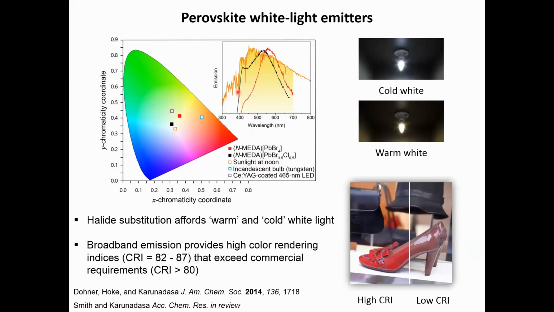And I told you this emission is really broad. So in yellow, I'm showing you the solar spectrum at noon. And in red, I'm showing you one white light emitting perovskite. And in black, I'm showing you that same perovskite with a mixture of the halides, giving almost a perfect match to what we want for artificial illumination. So because this emission is so broad, the color rendering index is high, meaning that this red shoe looks red and it doesn't look brown.